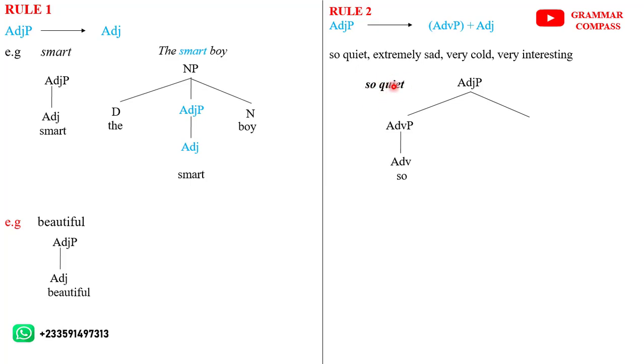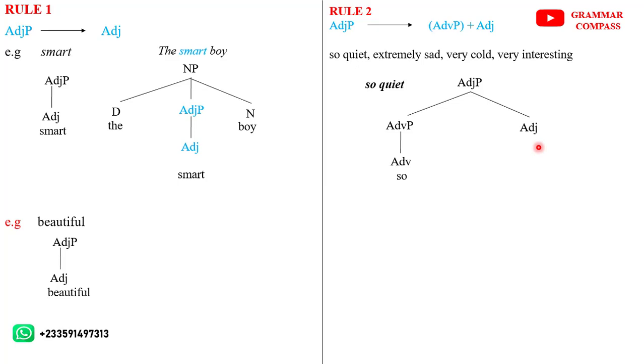What about this? This is the adjective itself. It means that it is the head of this adjective phrase. We are done with so, that is the adverb phrase modifying the adjective head. Now the adjective head is an adjective, that is quiet. Therefore, we have been able to draw the tree for this particular rule, that is when an adverb phrase is modifying an adjective head.